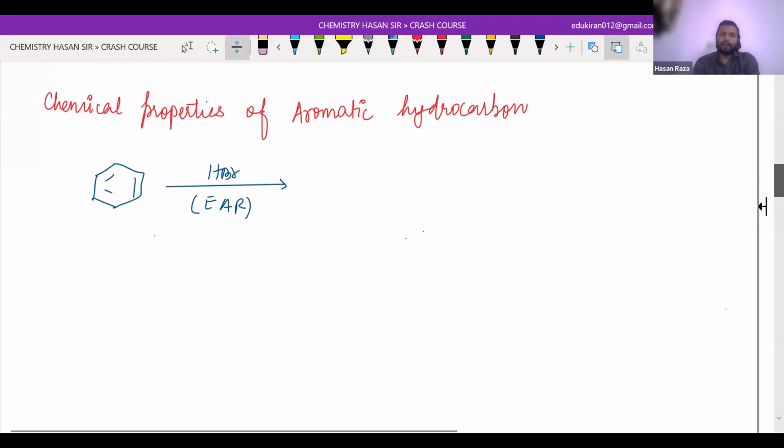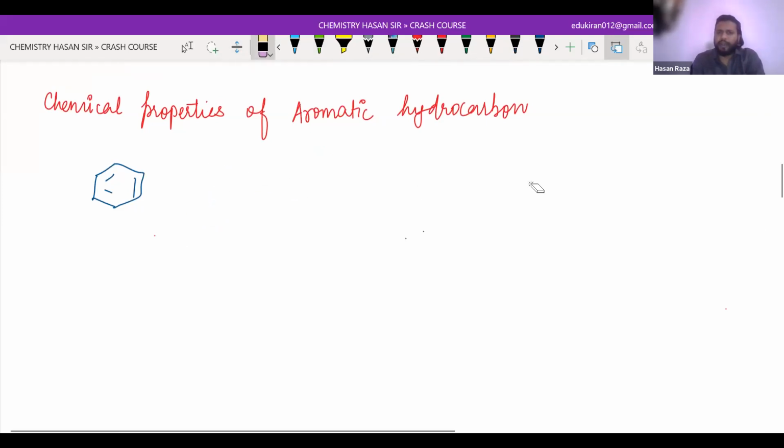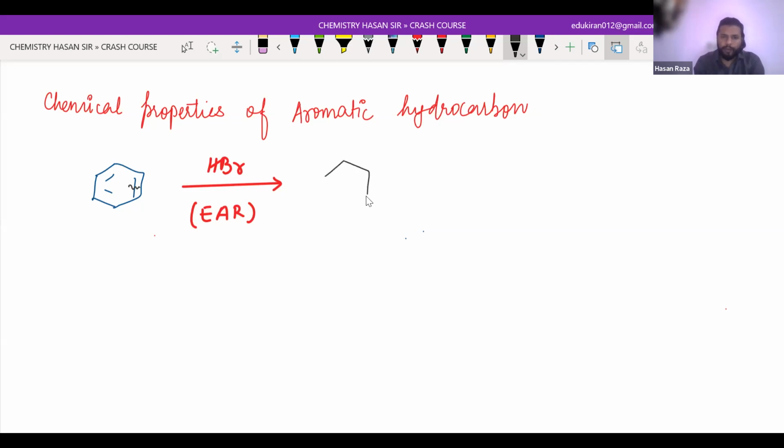Now see the chemical properties of aromatic hydrocarbon, in which the first reaction I'm going to tell you about is the electrophilic addition reaction. We are going to add HBr to this benzene ring. To add HBr, we have to break one of the bonds, because carbon is already making 4 bonds. So if you break one double bond of the benzene ring, then bromine will go at one place and hydrogen at another.